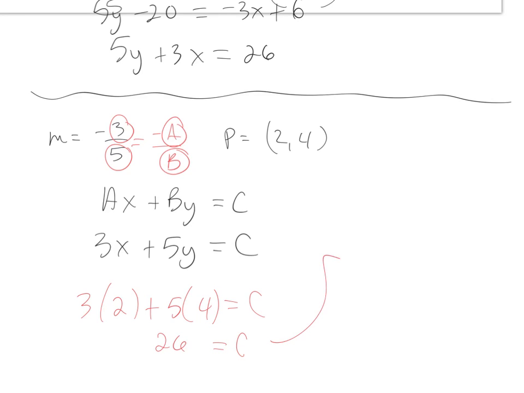And if c is 26, I can write my statement as 3x plus 5y equals 26. Again, all 3 methods give you the same answer. That was the point of this problem.